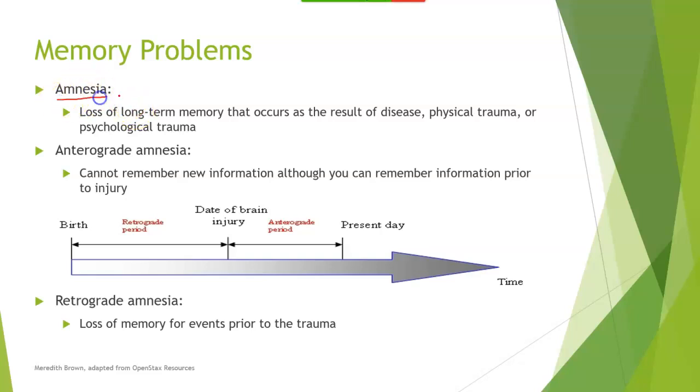So, problems with memory. Amnesia. This is a loss of long-term memory that occurs as a result of disease, physical trauma, or psychological trauma. Anterograde amnesia: this is when you cannot remember new information, although you can remember information prior. So, no new. Antero, no new. So you get into a car accident, and you can remember who you are, you can remember everything about your past, but you're unable to remember things that are currently happening.